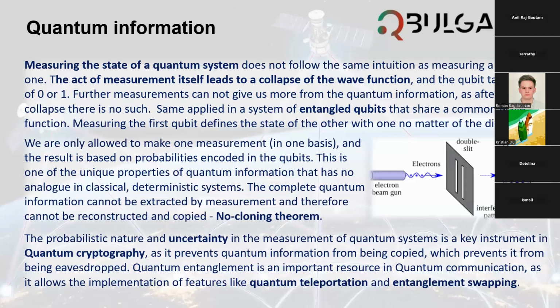So the probabilistic nature and uncertainty in the measurement of quantum systems is a key instrument in quantum cryptography, as it prevents quantum information from being copied, which prevents eavesdropping. And quantum entanglement is an important resource in quantum communication, as it allows the implementation of other algorithms like quantum teleportation and entanglement swapping.